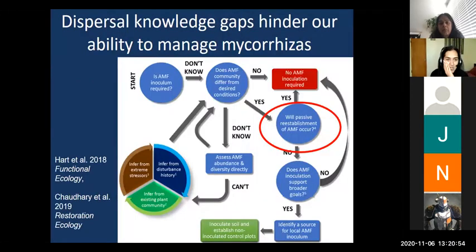A couple of years ago, we wrote a policy piece on the knowledge gaps that hinder our ability to manage mycorrhizae, and we created this decision tree. In other words, what do you need to know before you consider adding mycorrhizae to your field, if you're a farmer or a land manager? Is this inoculum required? Most times people don't know, and maybe you can infer from other ecological properties, but one of the big questions is whether passive reestablishment of the fungi will occur. That's what we're getting at now with this new research direction, and why we even study this.